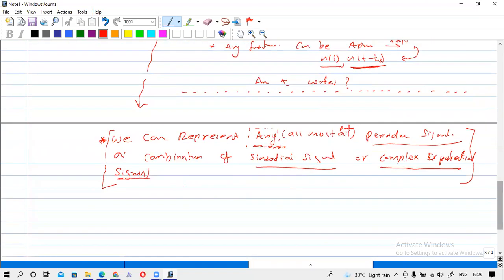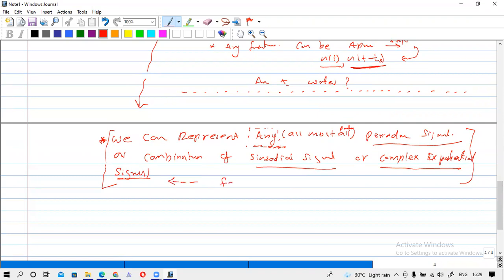So this is actually the Fourier series representation. Did you get it? This is actually the Fourier series representation.